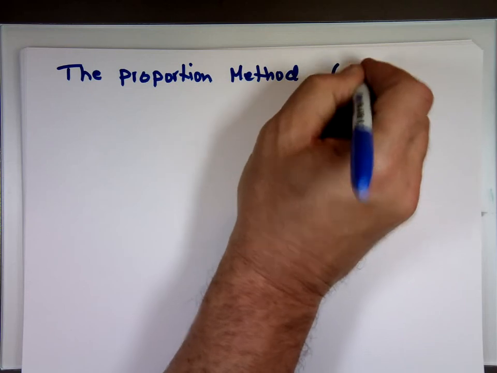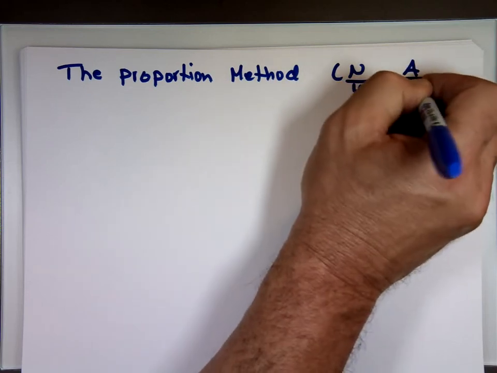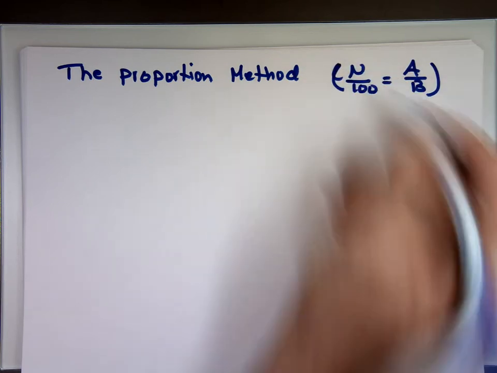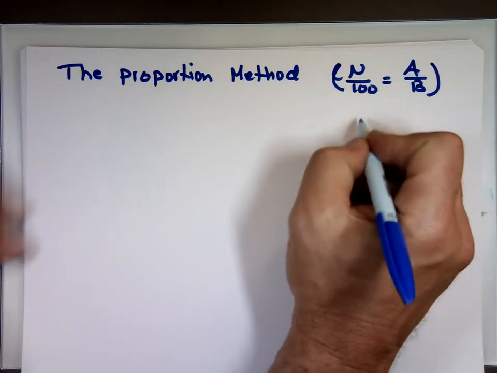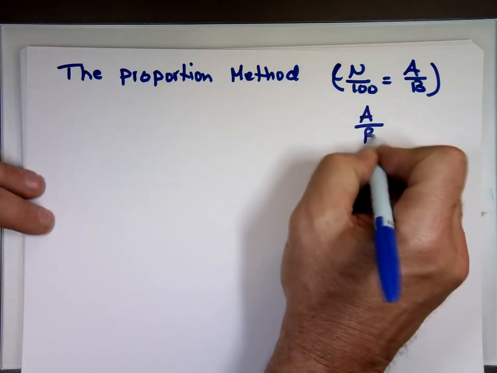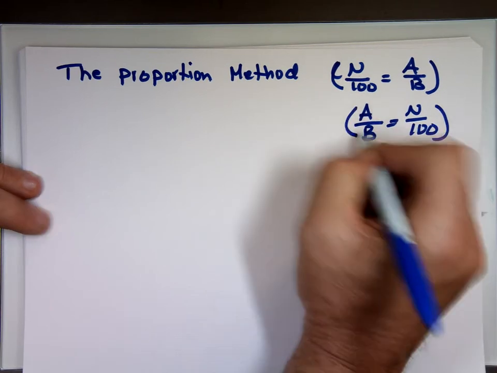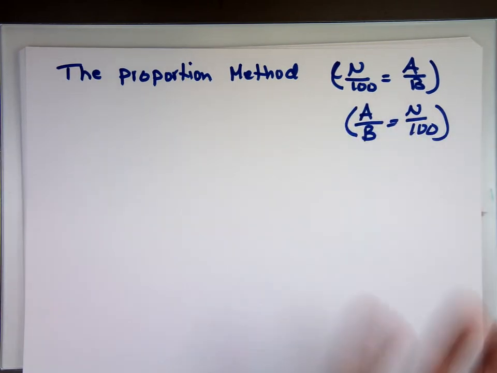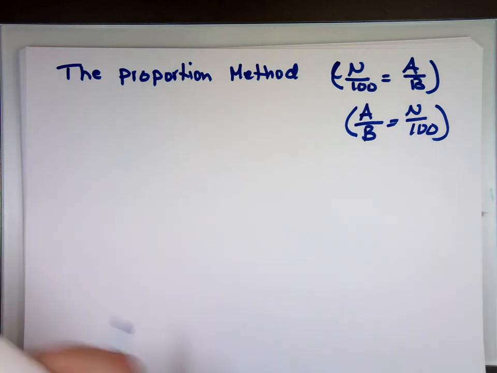N to 100 is the amount to the base. That's what the proportion method is. By the way, if you wrote the amount to the base, you can write that backward and it won't change anything. Just in case you see it backward, that's fine. Doesn't matter which fraction you put on the left, which one you put on the right. So let's take an example.